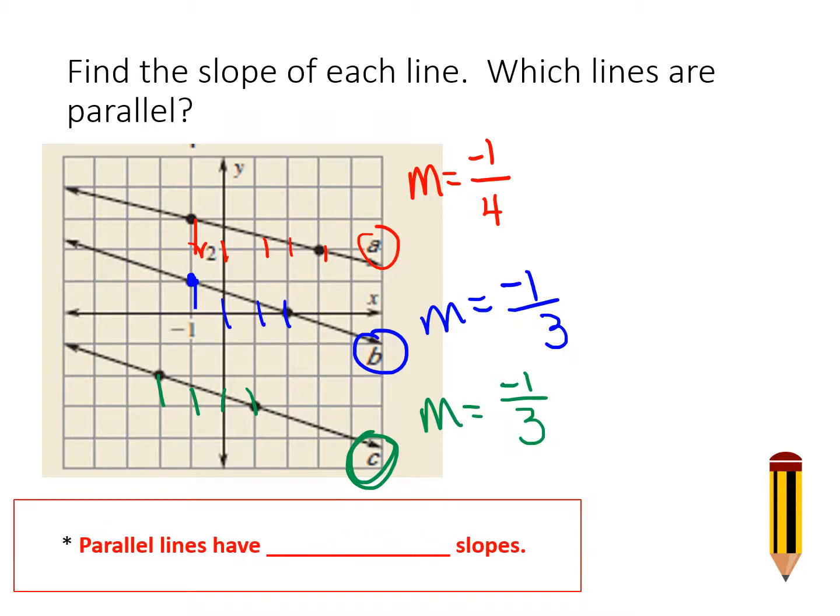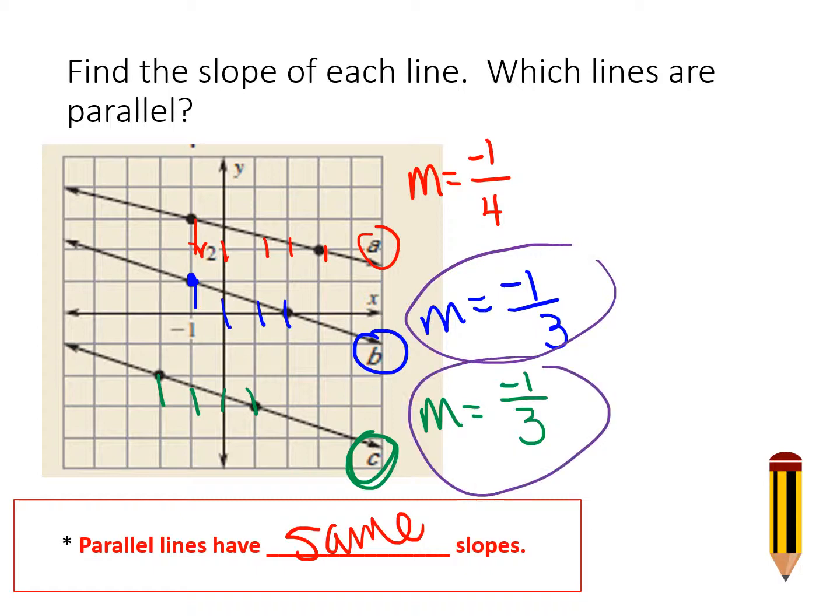Well, if you don't remember, parallel lines have the same slopes. Parallel lines have the same slopes. So between my lines A, B, and C, which two have the same slopes? Well, line B and line C. So which lines are parallel? Line B is parallel to line C.